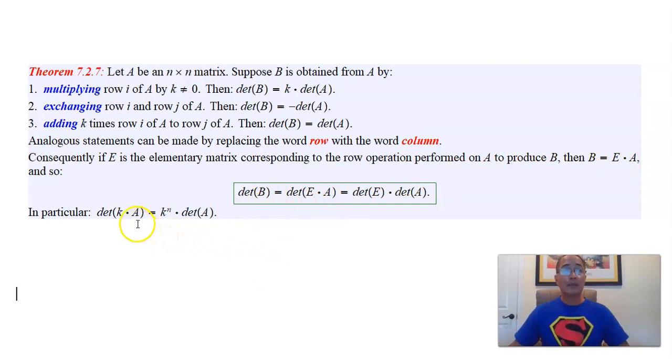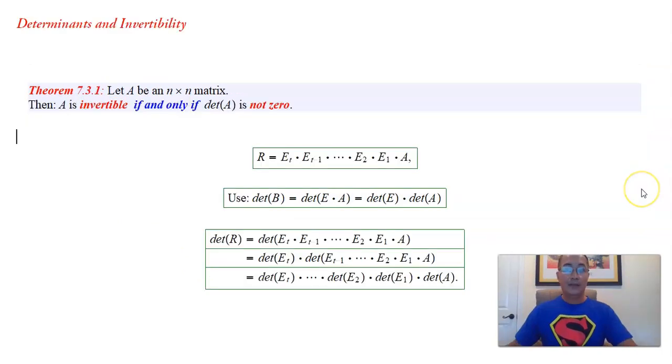As a bonus, we get that if you multiply A by k, the determinant of that scalar product is k to the n times the determinant of that matrix A. We're not going to need that in this section.